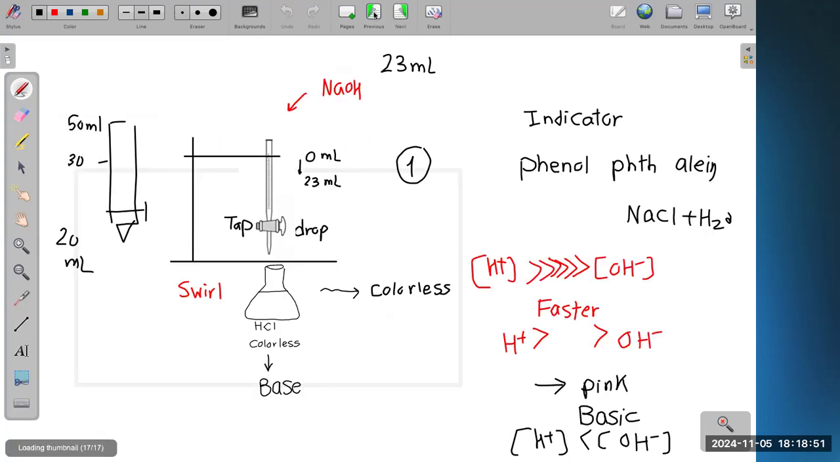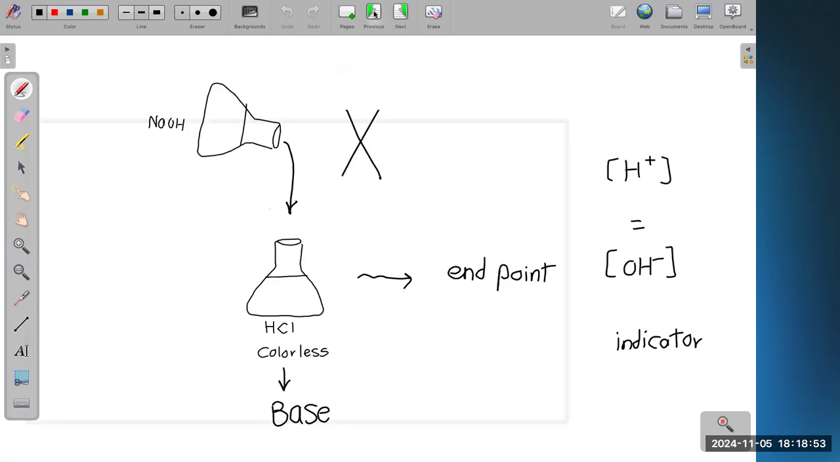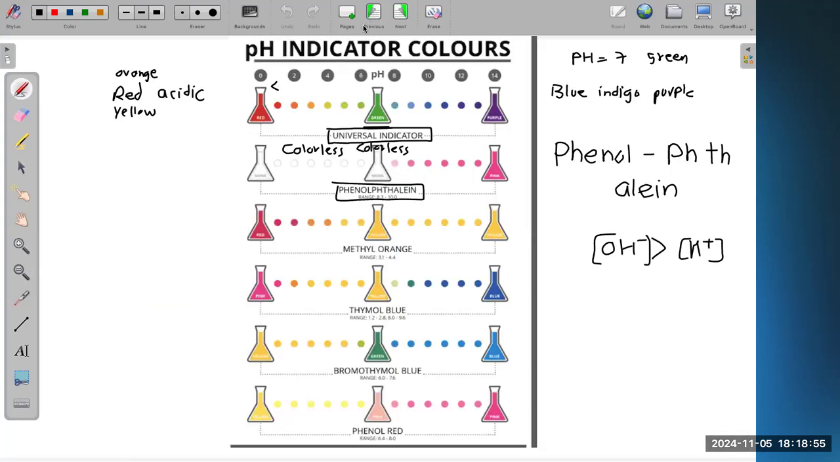طيب the best indicator to use in this case is the methyl orange. What are the colors of the methyl orange? If the solution is red, it means it is acidic. When it turns into yellow, it means the solution become neutral. And it is yellow also. احنا اعتقد الكتاب بتاعنا بيقول orange and yellow. Most of the book says yellow and yellow, but our book says orange and yellow here.